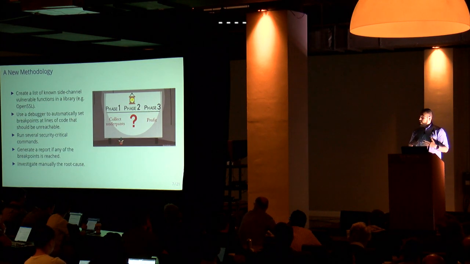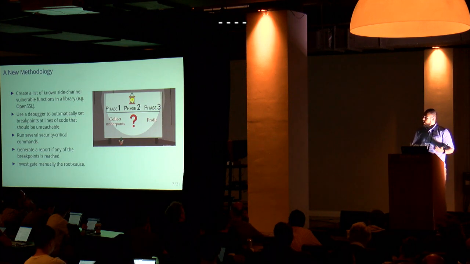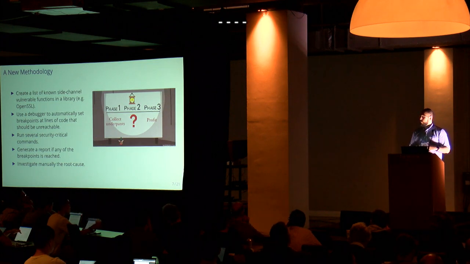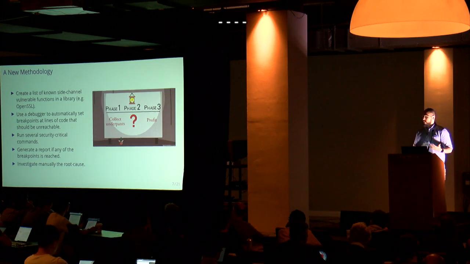Once we have the debugger and the breakpoints, we run several security critical operations, such as RSA key generation, encryption, digital signing. If any of these breakpoints is reached, then we generate a report of that. After the report is generated, we can manually investigate the root cause. Sometimes there might be false positives, but every now and then we get real vulnerabilities, like in this case.